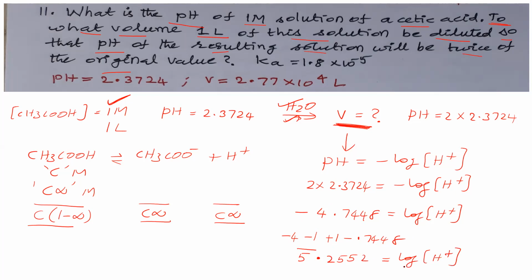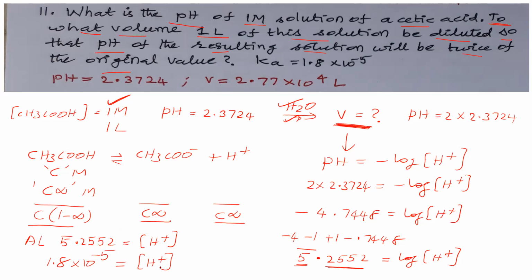This 5 is negative, my 5 bar means 5 is negative, and 0.2552 is a positive number. Now we remove the log by taking anti-log on both sides. So anti-log of 5 bar 0.2552 is equal to the concentration of H plus. Anti-log and log get cancelled. Now we take the anti-log of 0.2552, and we get 1.8. The 5 bar is written as 10 power minus 5, equal to the concentration of H plus.